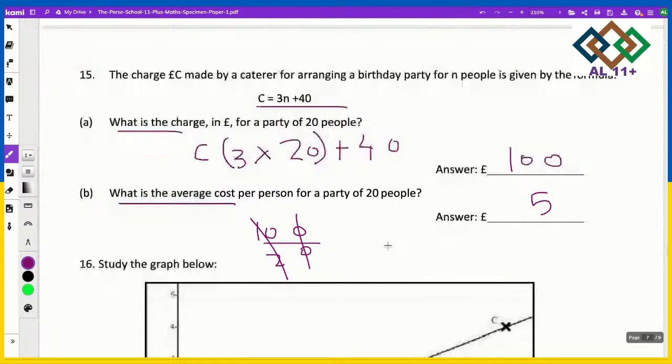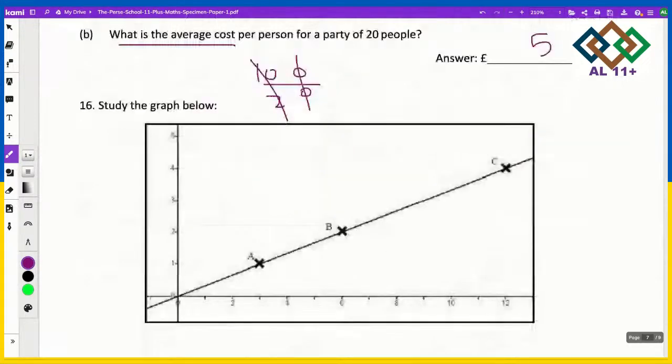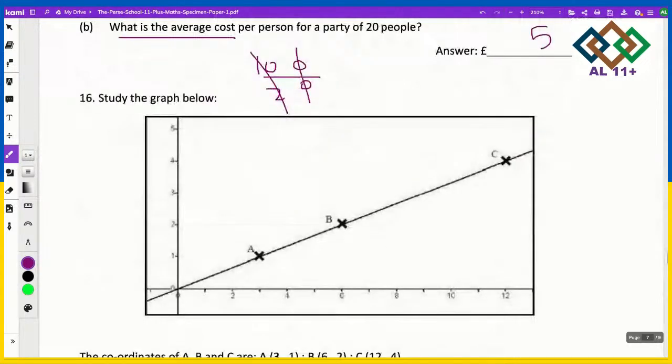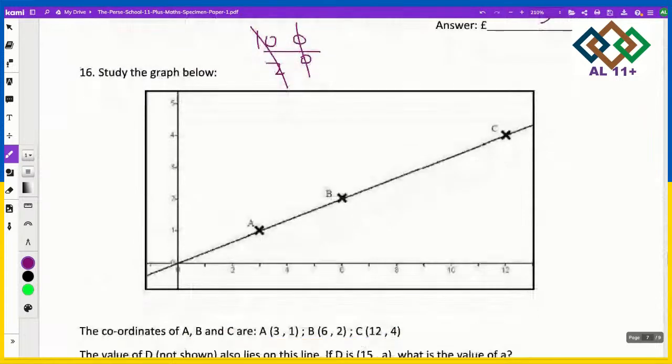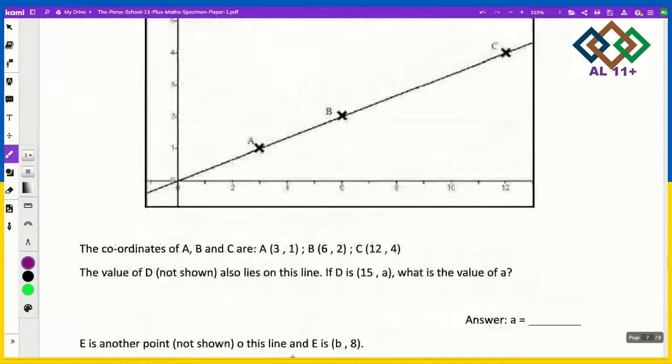And now you have number 16. In number 16, they are telling you about the coordinates. The coordinates of A, B, and C are A equals 3 and 1, B equals 6 and 2, C equals 12 and 4. What is the value of D, not shown, that also lies on the line? If D is 15 and A, so they are telling you that D, which is not shown here, is 15 and A. What is the value of A?